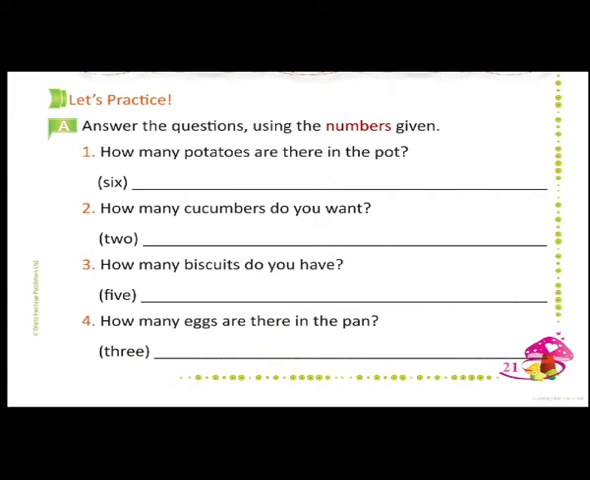Number 3. How many biscuits do you have? The answer would be 5. 5 what? 5 biscuits. But of course we cannot answer with a short one. The answer would be, I have 5 biscuits. Number 4. How many eggs are there in the pan? The answer would be 3 eggs. Okay, but how can we answer this question? We start with the word there. There are 3 eggs in the pan.